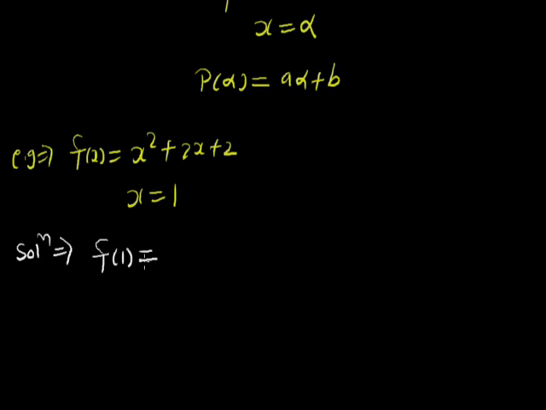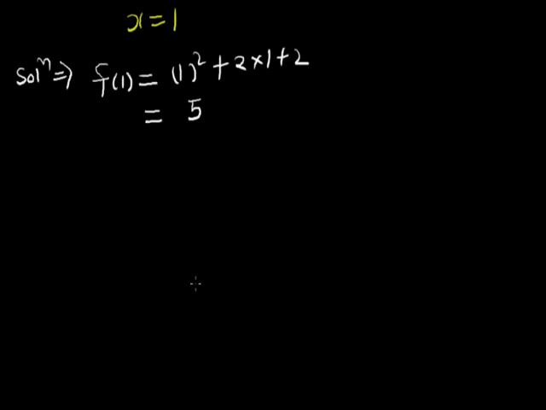I have put x is equal to 1 in the polynomial expression. Where the variable x is appearing, we replace it by 1. So what is our term? 1 square plus 2 into 1 plus 2. This is equal to 5. So the value of this polynomial at the point x is equal to 1 is equal to 5. This is the example from which we can conclude how to find the value of a polynomial at a particular point.